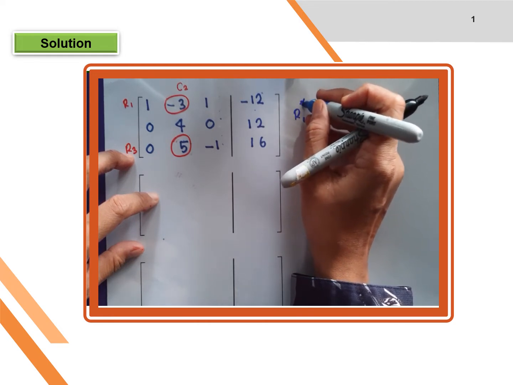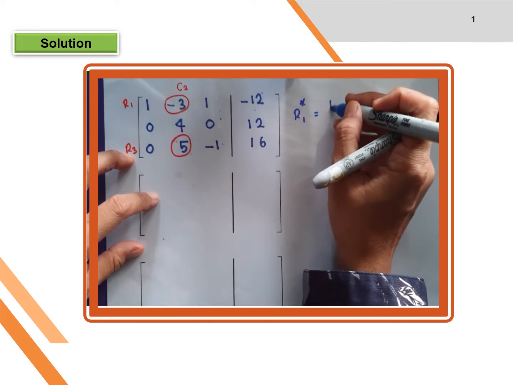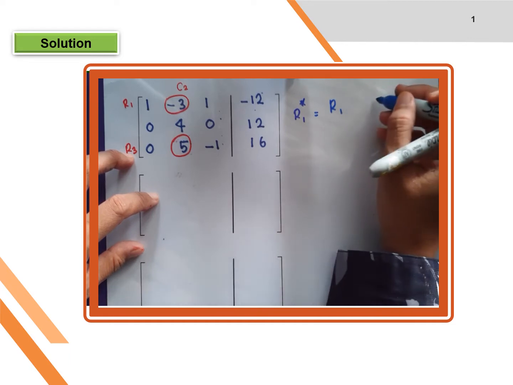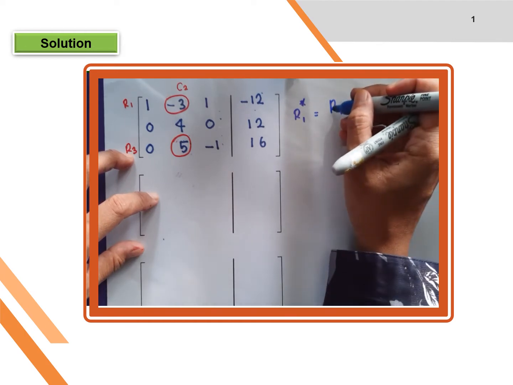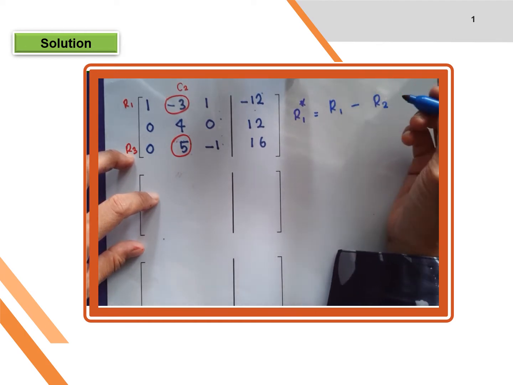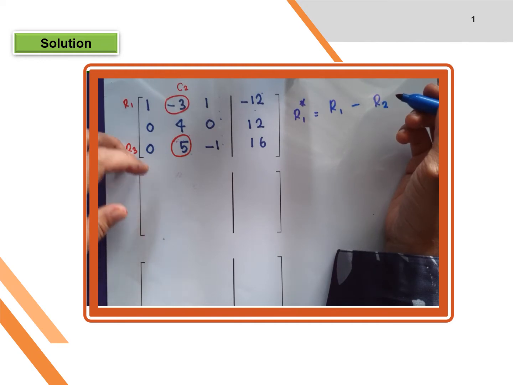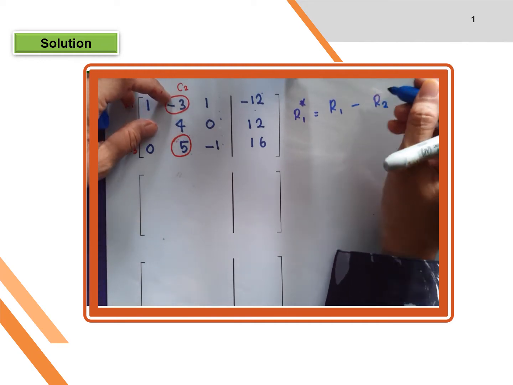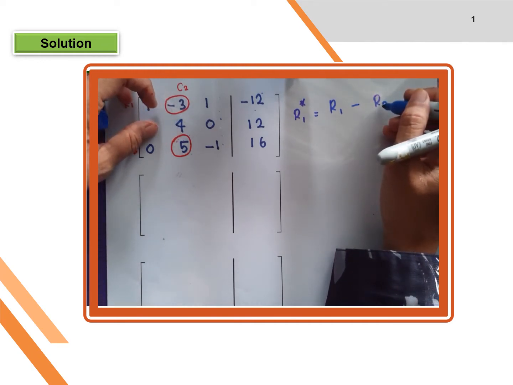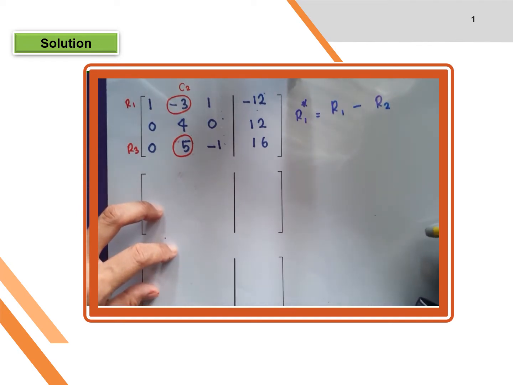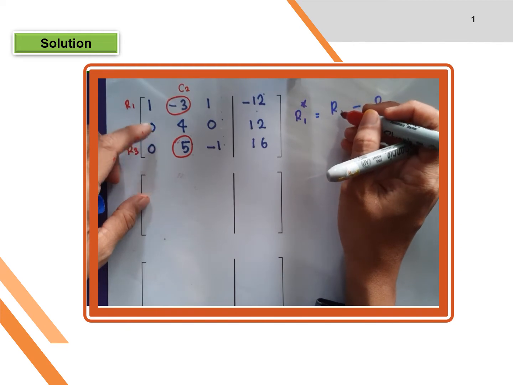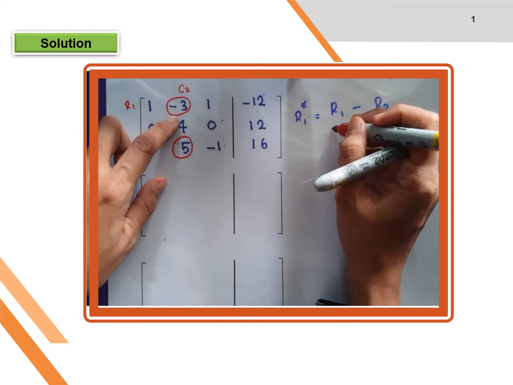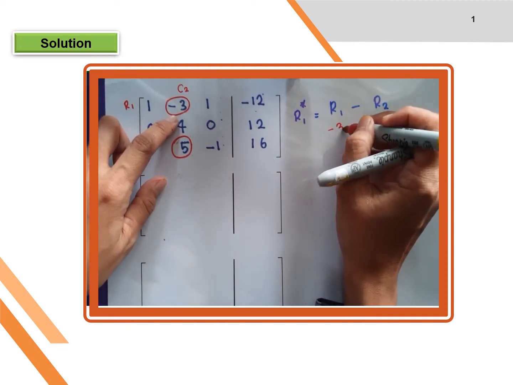Replace row number 1 using the formula R1 refer with R number 2, or you can say the formula R1 minus row number 2. Since we are in the second column, we use row number 2 as our reference. Okay, now let's determine the numbers. The number in row number 1, column number 2 is equal to -3.